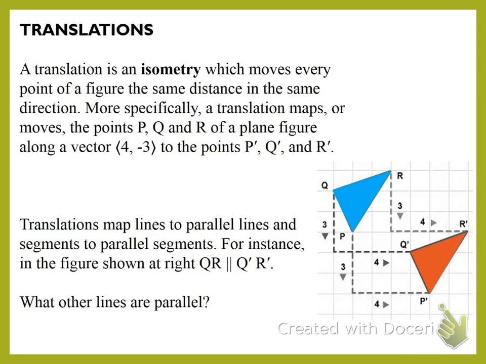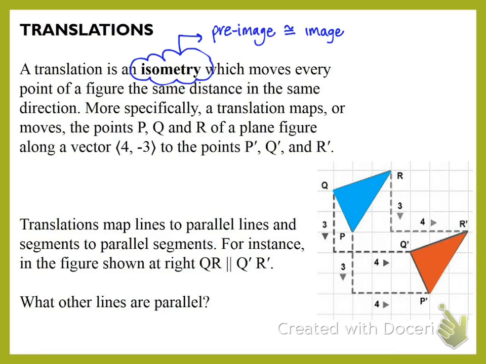So translations is what we're going to be talking about today, and then we'll look at the other transformations later in the chapter. A translation is an isometry, right? So remember what an isometry means. Isometry means that the pre-image will be congruent to, that means same size and shape, to the image. The pre-image will be congruent to the image.